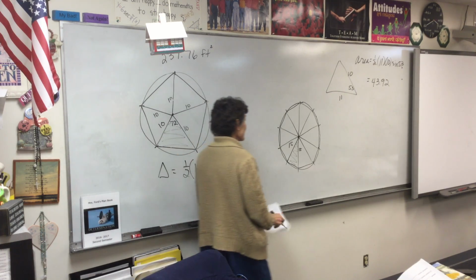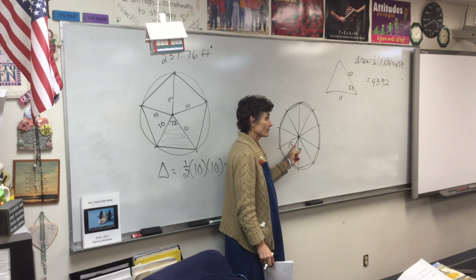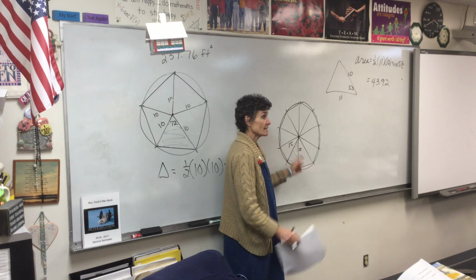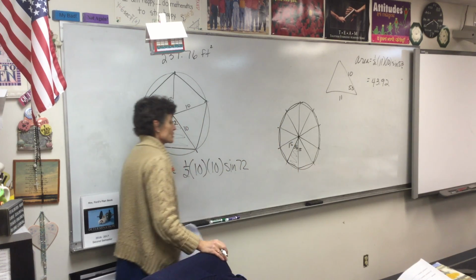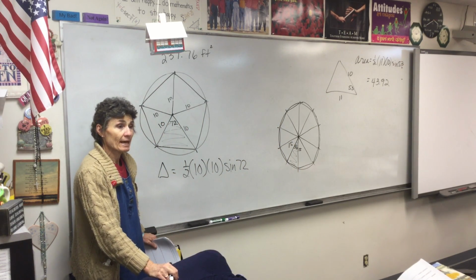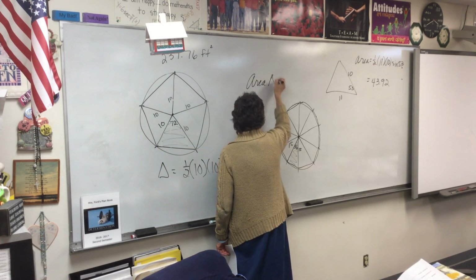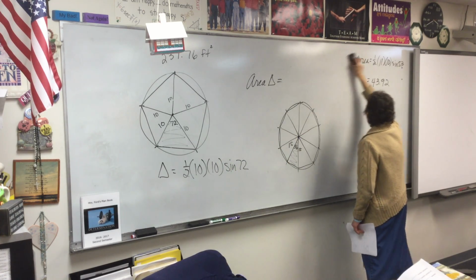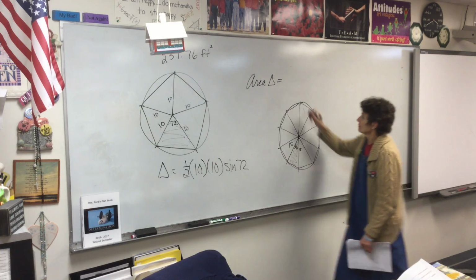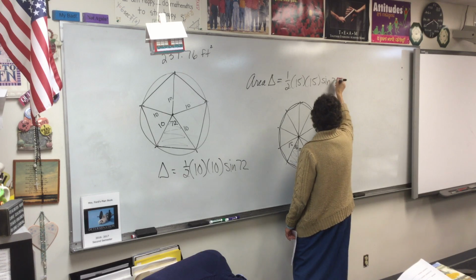In order to find the area of that triangle, I need to know that angle. Oh, it's not 18. It's 36. It's 36. Oh, it's 360. Yes, it's a revolution. So 36 degrees is that angle? Yeah. So my area of my triangle would be what? 1/2 times 15 times 15 times sine 36.